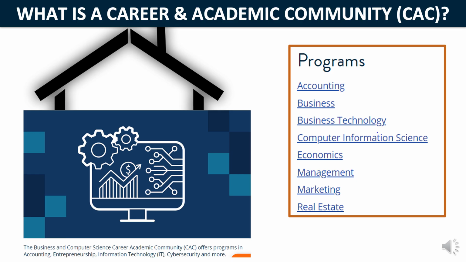Here is an example of what we mean. In the Business and Computer Science CAC, you will find majors related to those subjects such as accounting, business, and marketing. There are multiple CACs, and which CAC you belong to is based on your major. Your CAC also has its own major coach, counselor, and faculty support team to guide you.